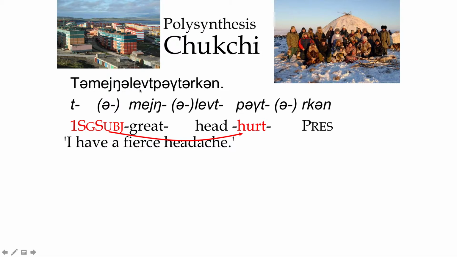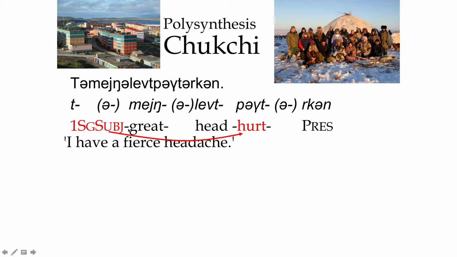The word Tmenglevtpechtarkan is basically made of a lot of morphemes. The morpheme t means first person singular subject, like it is I who is doing something. Meng means great. Levt means head. Pecht means hurt. And rkan means present tense. And then these little schwas in between are basically just there to break up these consonant clusters. Tmenglevtpechtrkan has too many consonants. By putting these schwas in here, it kind of splits them up.